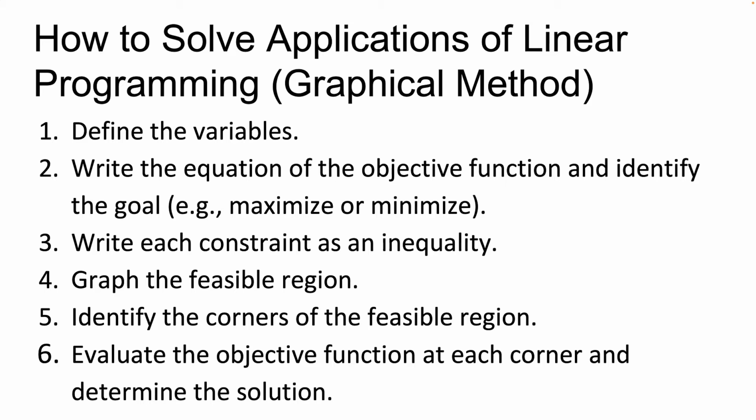method. We're going to define our variables. Then we'll write the equation of the objective function and identify the goal, whether we want to maximize or minimize. Then we'll write each constraint as an inequality. Once we have the problem set up, we'll then use Desmos to graph the feasible region, identify the corners of the feasible region. Finally, we'll evaluate the objective function at each corner and determine the solution.